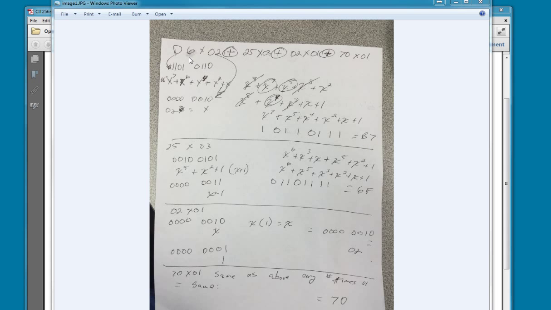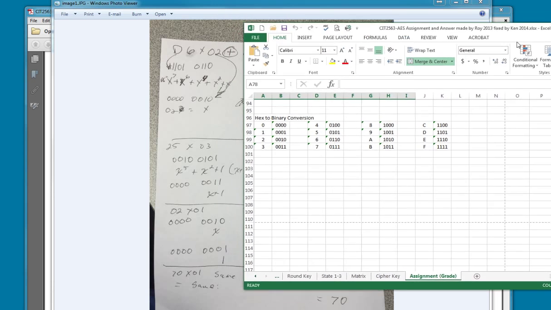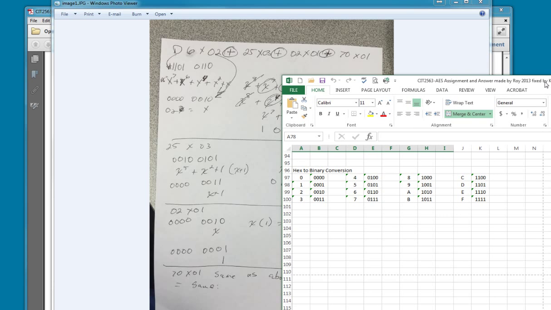Now, D6 times O2. First thing we have to do is convert them to binary. So D6 turns out to be 1101 0110. You can actually find it on the spreadsheet, at the very bottom right there. I can't bring it all on the screen at one time. So D6 is 1101 0110. See where I got that?